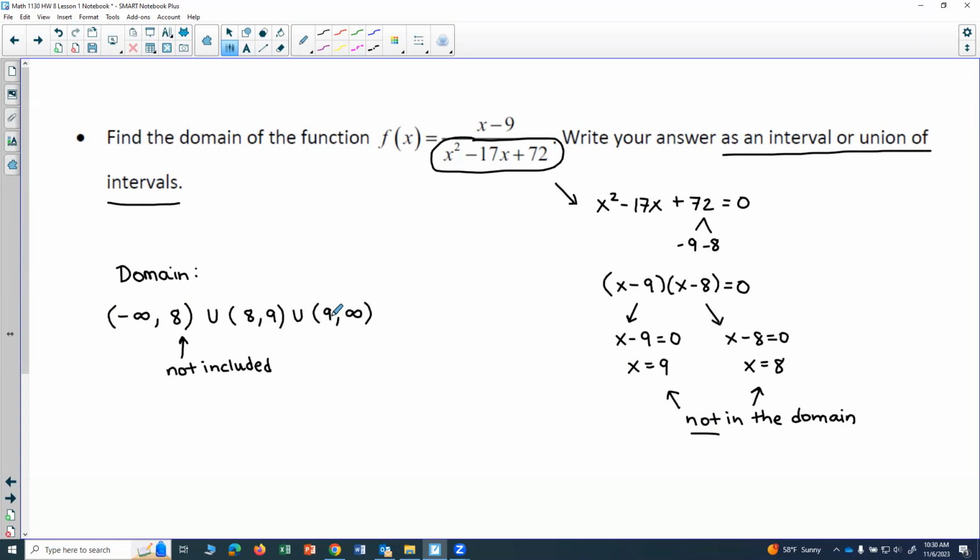So first, set your denominator equal to 0 and solve it, and those x values will not be in your domain. And then you break up your intervals between negative infinity and positive infinity, but with these endpoints that you found here not included by using parentheses.